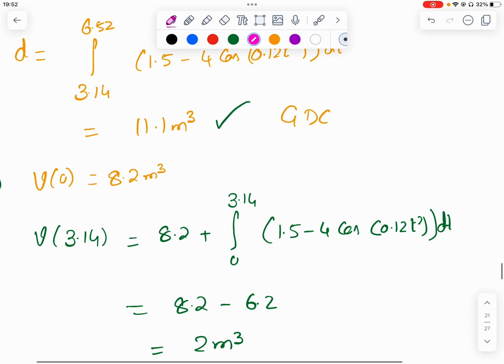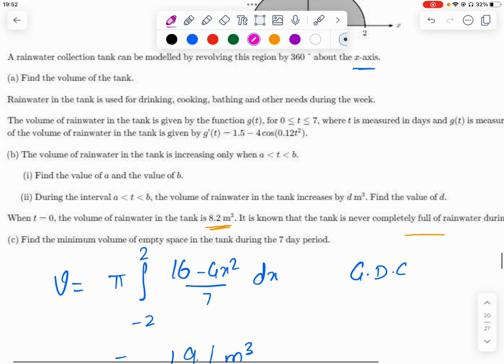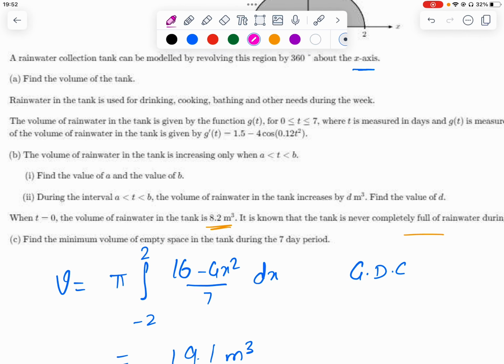So let's go through the entire solution once again. I know it was somewhat difficult to understand. First of all, we know that the initial volume is 8.2. The initial volume is going to be nothing but how much? 8.2. So it is starting from 8.2.